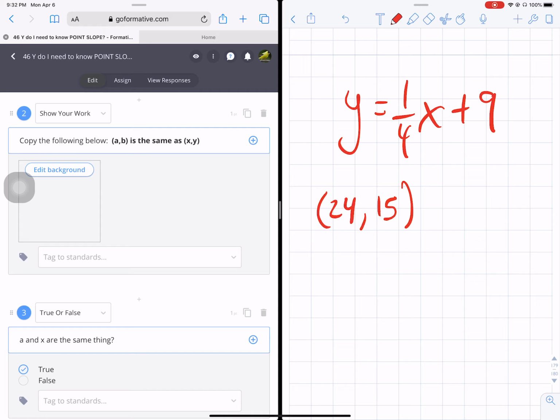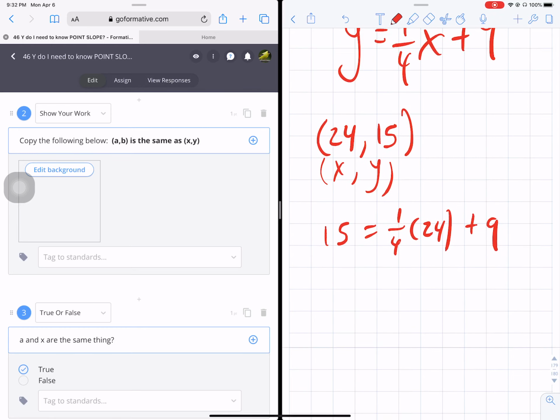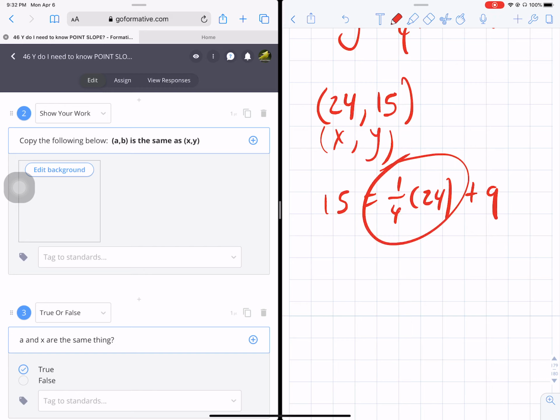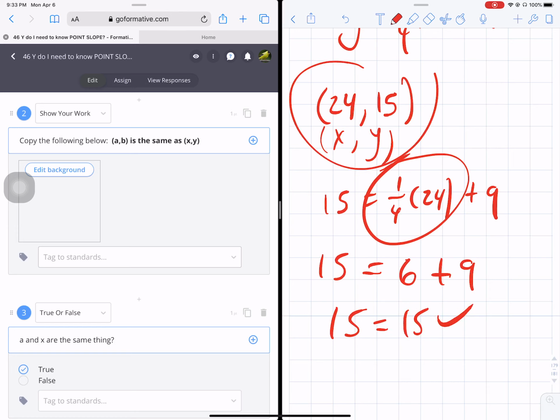All right, how do you do it? That's the x, that's the y. Plug it in, see if it works. You have 15 equals 1/4 times 24 plus 9. Well, do this part first. What's 1/4 times 24? There's a couple ways to do that, right? You can do 1 times 24 and then divide it by 4, or you can just do 24 divided by 4. Either way, we want to take 24 and cut it in 4s, okay? The answer is 6. Then we have 6 plus 9. We got to be able to do that. That equals 15. So what do we know about our coordinate?